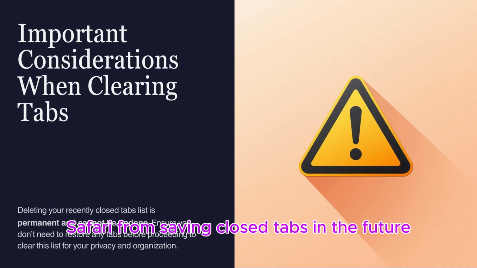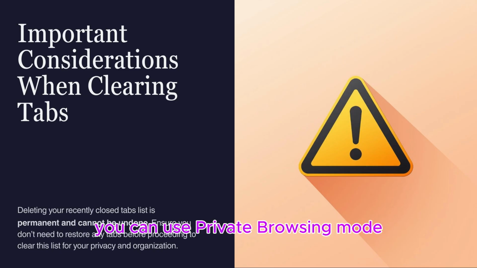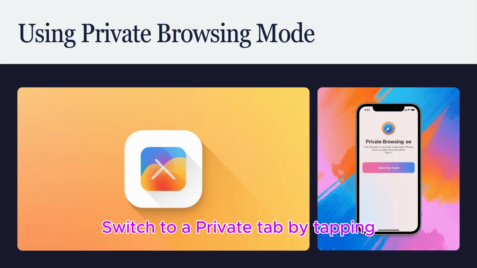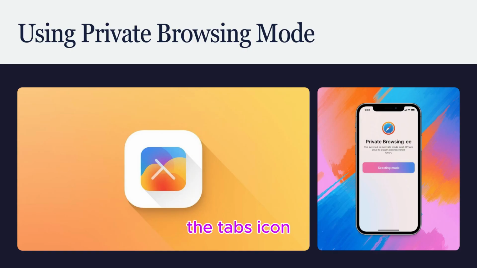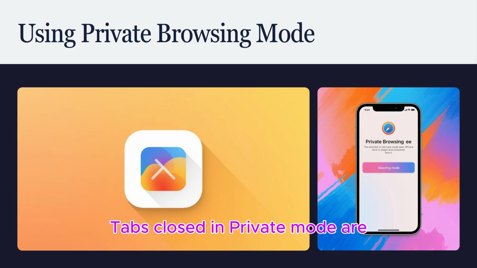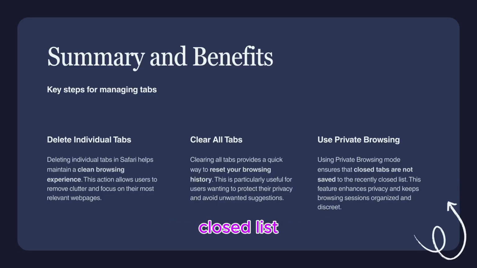To prevent Safari from saving closed tabs in the future, you can use private browsing mode. Switch to a private tab by tapping the tabs icon, then tap Private at the bottom. Tabs closed in private mode are not saved to the recently closed list.